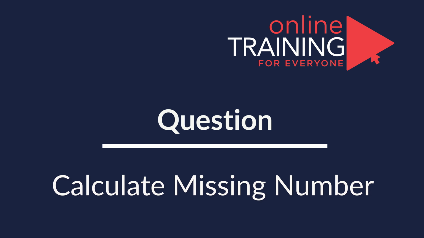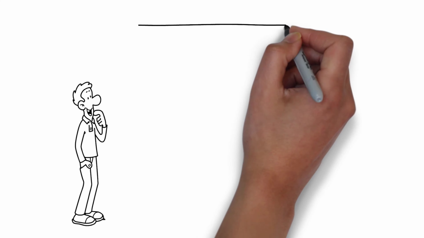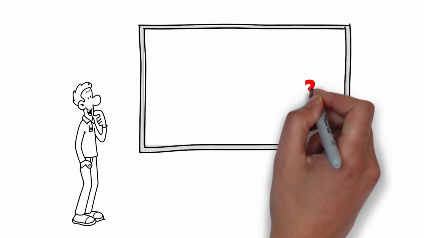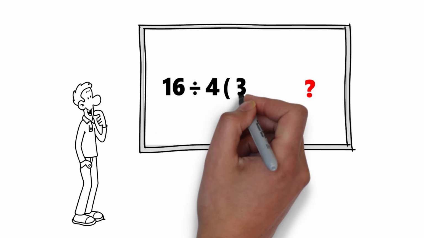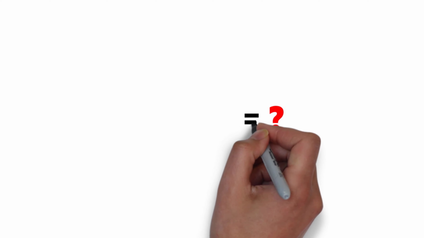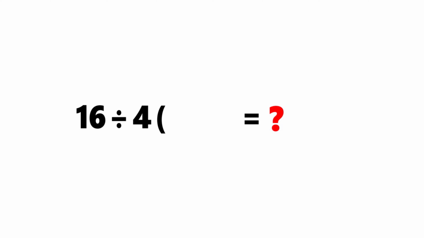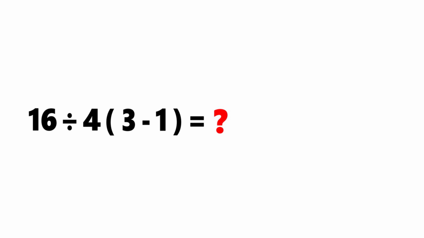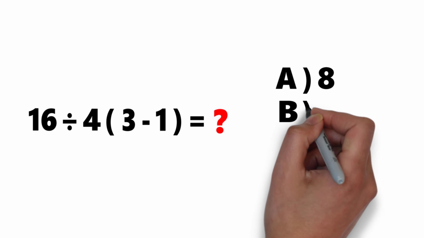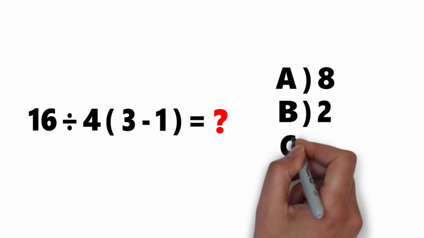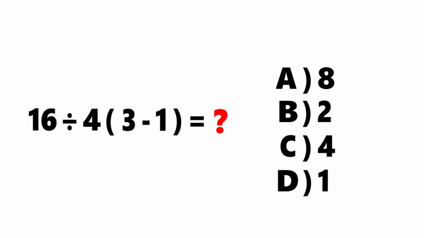Here's one of my favorite questions because it's easy to understand but might be challenging to solve. You need to calculate the question mark, and on the other side of the expression you have 16 divided by 4 and multiplied by the value in parentheses, 3 minus 1. You have 4 different choices to choose from. Choice A, 8. Choice B, 2. Choice C, 4. And choice D, 1.